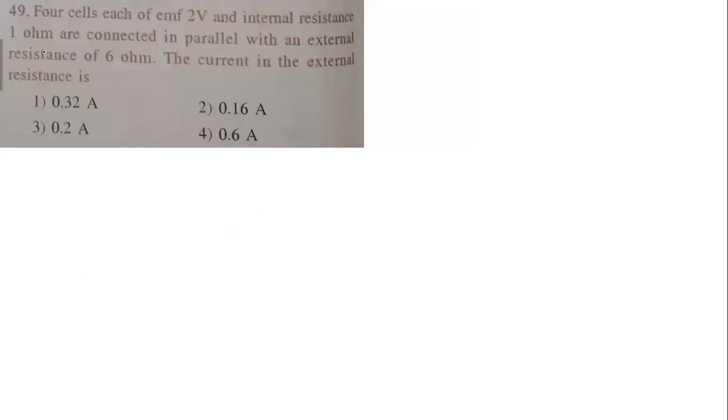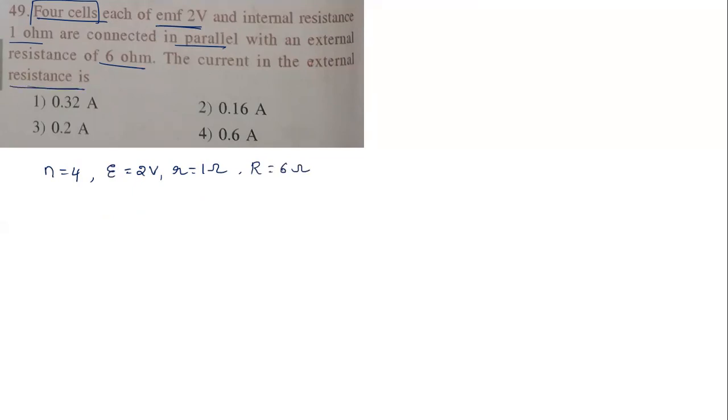Let's see question number 49. 4 cells, each of EMF 2 volt and internal resistance 1 ohm. So here 4 cells are given. Let's say the number of cells n is 4, EMF is 2 volt, and internal resistance is 1 ohm. Connected in parallel with external resistance 6 ohm, R is 6 ohm, then the current in the external resistance we need to find out.